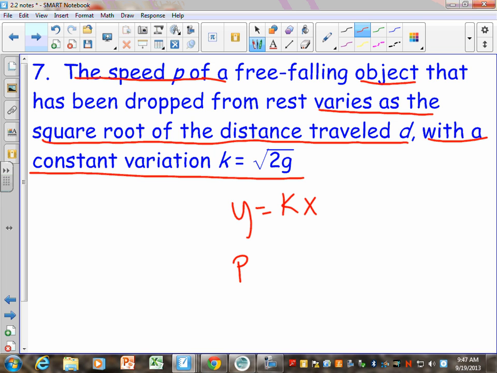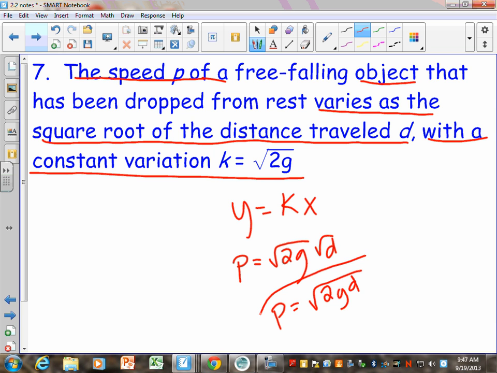P. Do I know what my constant is in this one? The square root of 2g. And what is my varies as the square root of the distance traveled d? Yeah, the square root of d, and really, I think it would look much better if we put it all under a square root, since it's all square rooted. If you wrote that as your answer, it would be right. But you could take the speed is equal to the square root of 2 times g, which I'm guessing has to do with gravity, and the square root of the distance.